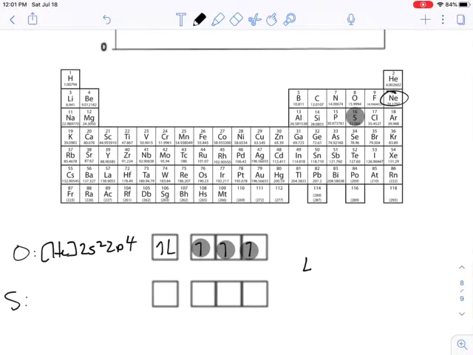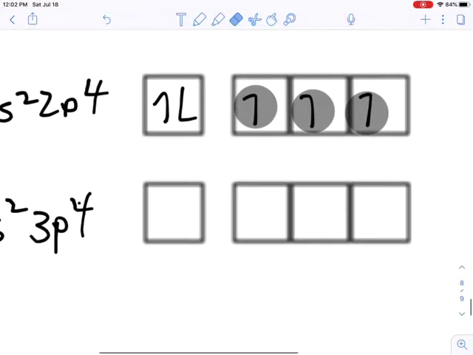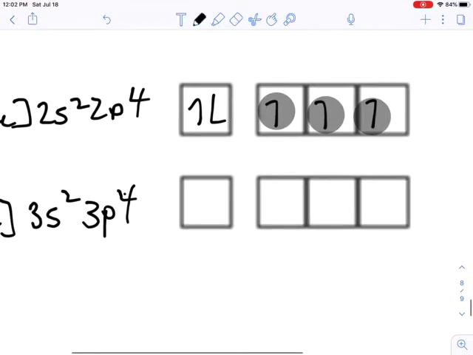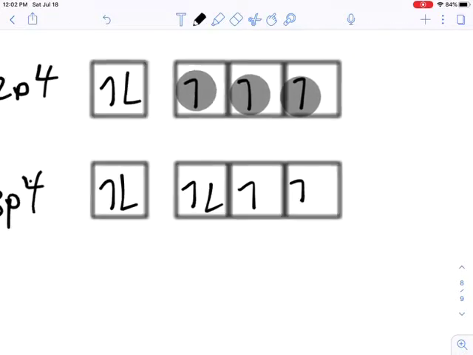So here is sulfur. Sulfur is going to be neon, and it's going to be 3s2, 3p4. So again, 3s2 and 3p4 there. So if we go and put in our s2 p4, we get this. There's s2, p1, 2, 3, and 4.